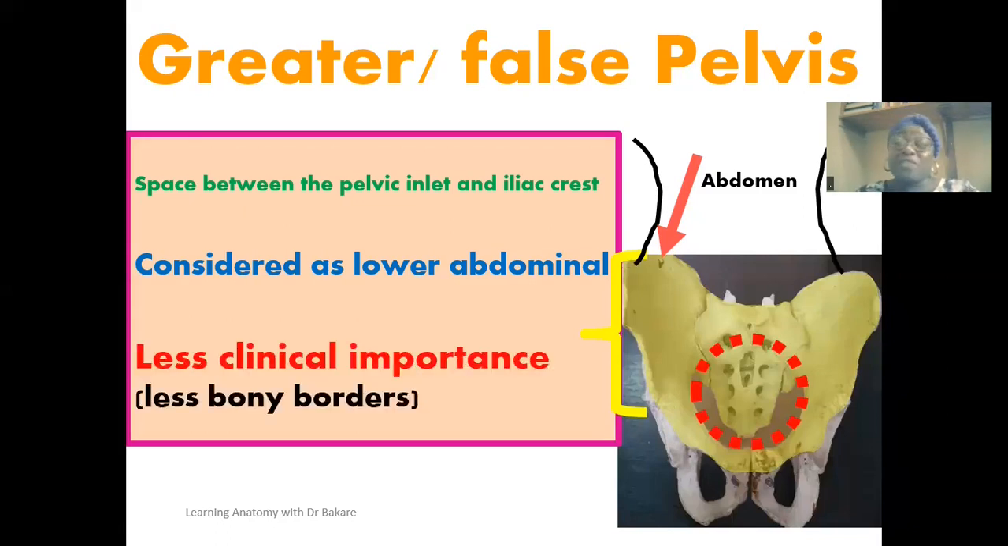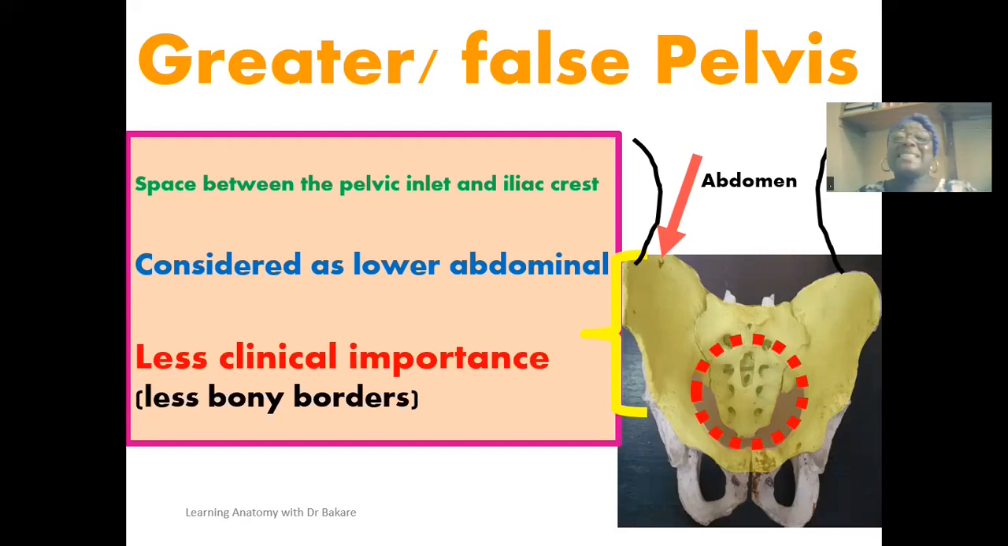This greater pelvis or false pelvis has less clinical importance when compared with the lesser or true pelvis. If you look at the greater pelvis, you see that it has a less bony configuration. The borders of the greater pelvis that are formed by bone are just the posterior and the lateral borders, while the anterior border is limited by the anterior abdominal wall.